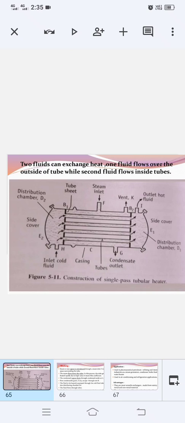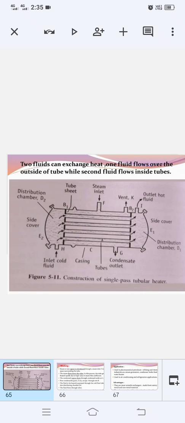Construction: it consists of a bundle of parallel tubes. You can see that parallel lines are there. Those are parallel tubes which are relatively thin walled. Next, the ends of these tubes are expanded into two tube sheets, that is B1 and B2. You can see that B1 and B2 is written over there.